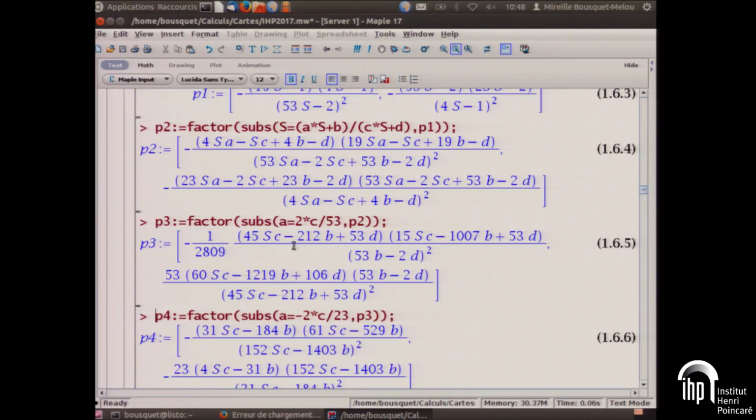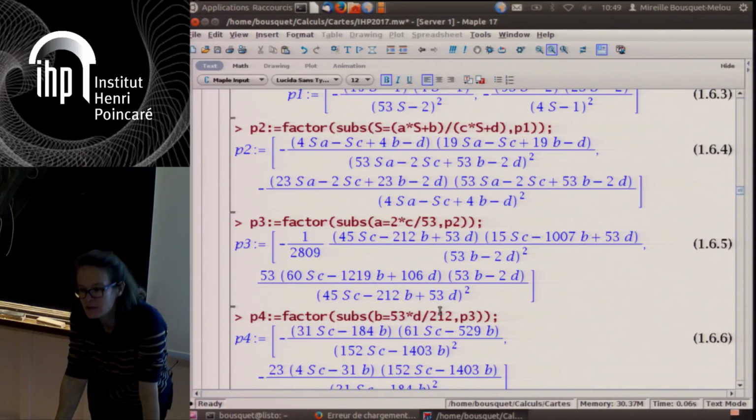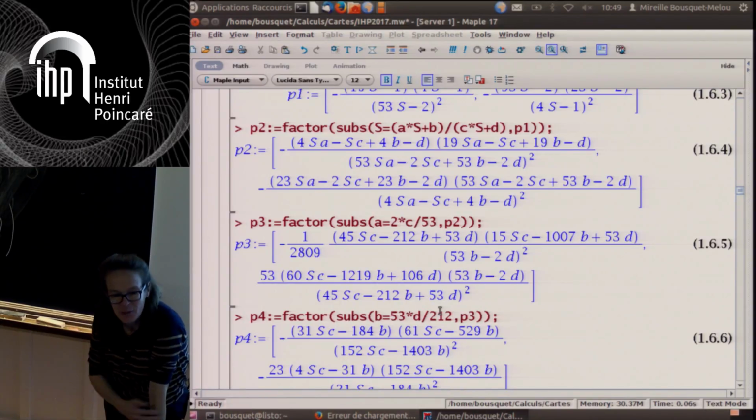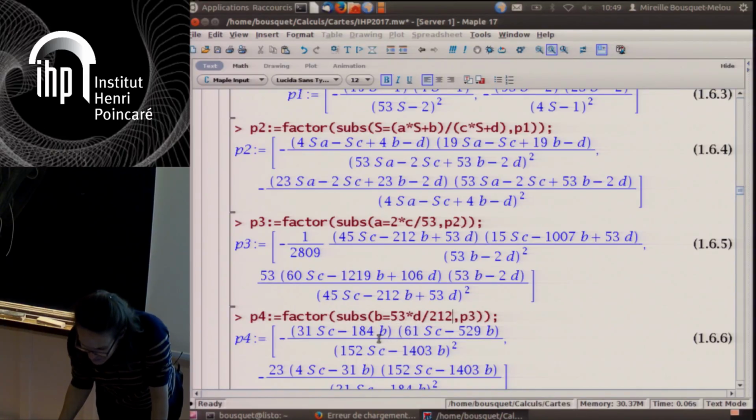Now I would like to have one coefficient here that would be just S with no constant term. So what will I do? Maybe B should be 53 times D. So you see, it's not stable, this parameterization thing. And in fact, when I was preparing this, I tried to put... Yes, I would like this to be 0.